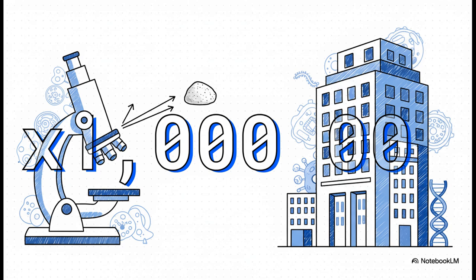But with an electron microscope, the magnification is just ridiculous. A good transmission electron microscope, or TEM, can magnify an image about 1 million times. Let that sink in. 1 million. That's like taking a single grain of sand and blowing it up to the size of a tall building.